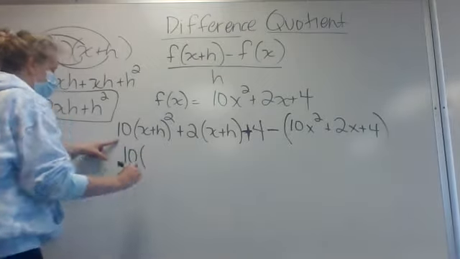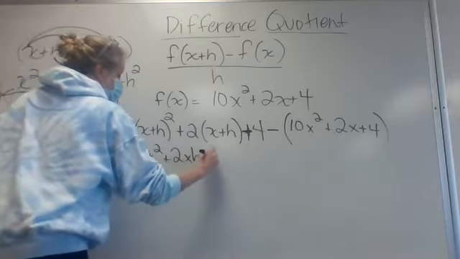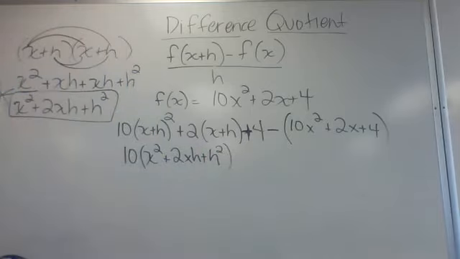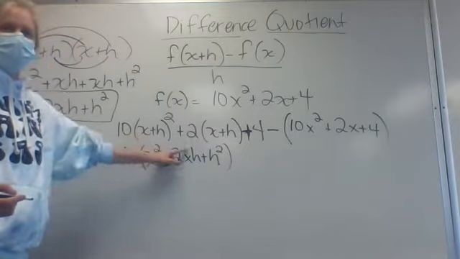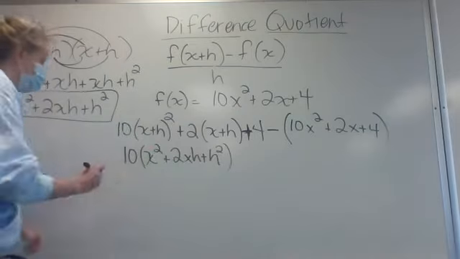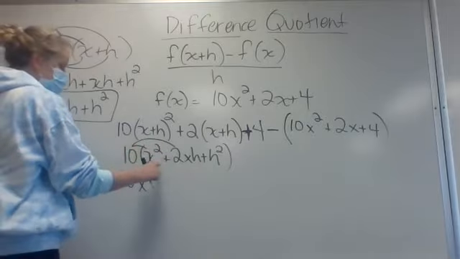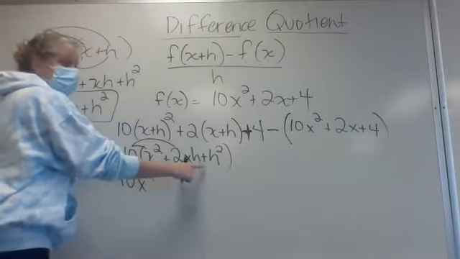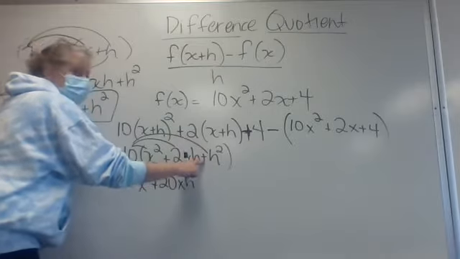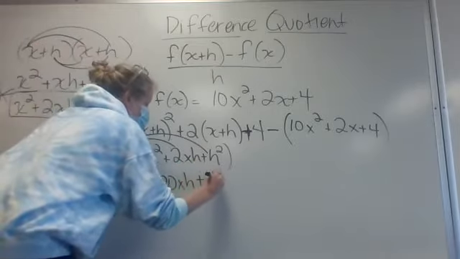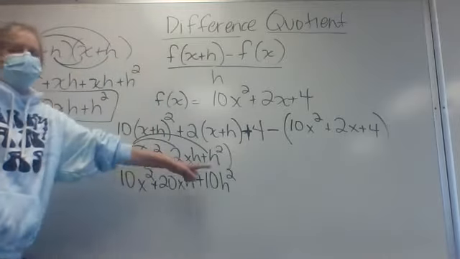So what do I have? I've got 10 times x squared plus 2xh plus h squared. Now, you can fully remove those parentheses by doing what? Distributing this 10. So 10 times x squared is 10x squared. 10 times 2xh gives me 20xh. Plus 10 times h squared gives me plus 10h squared. So that took care of all of this. I did the FOIL and then distributed the 10.